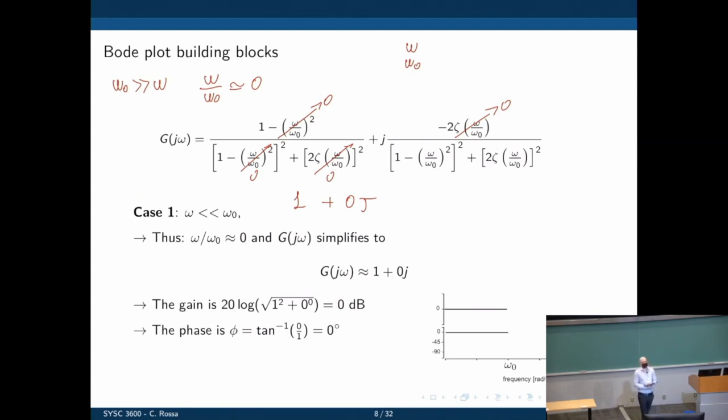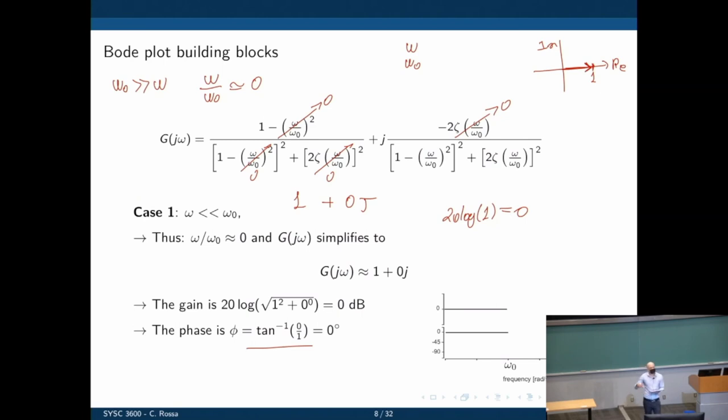What is the magnitude of that? It's 1. All right, the magnitude is 1, which in decibels is 20 log of 1, which is 0. What is the phase? Well, the phase here clearly only has a real part, no imaginary part. The real part is positive. If we plot this, we have 1 as the vector that represents the function, the phase is 0, or inverse tangent of 0 over 1, which is 0.